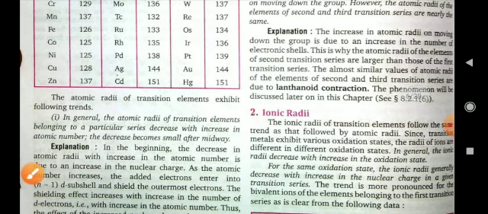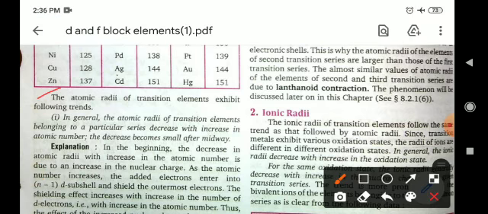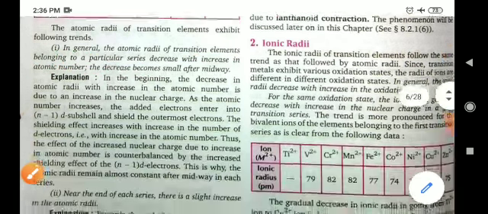So the atomic radii of transition elements exhibit the following trends. In general, the atomic radii of transition elements belonging to a particular series decrease with increase in atomic number. The decrease becomes small after midway. Explanation: what is the explanation?